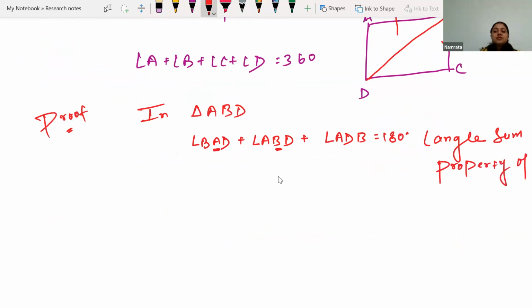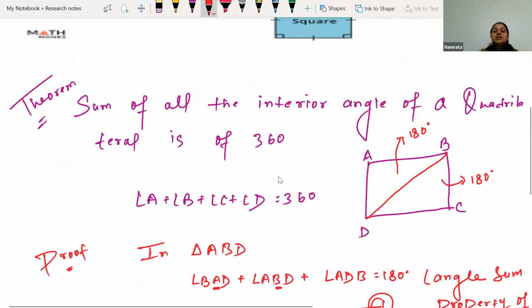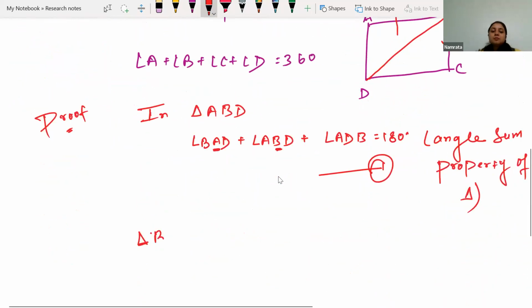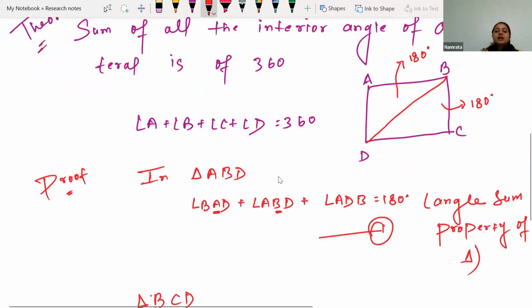This is equation number 1. Now the next one: if we take the other triangle, that is triangle BCD. Can you see the other triangle BCD?